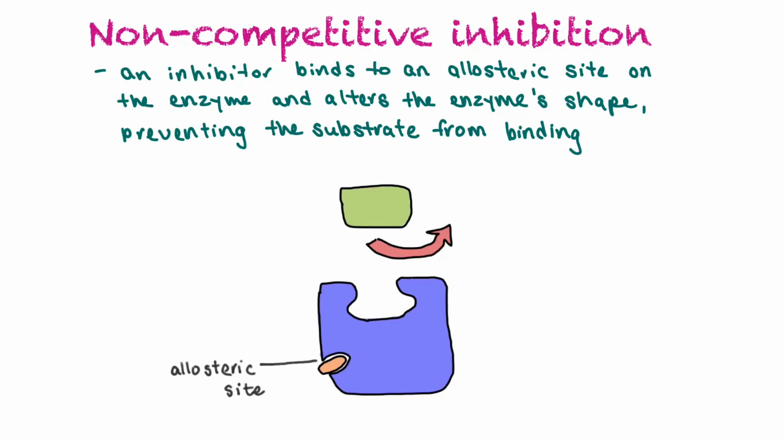The other type of inhibitor is a non-competitive inhibitor. So this is an inhibitor that doesn't bind to the active site, like here. Instead, it binds to a site called the allosteric site. So this is a site that's away from the active site. And then what it does is it changes the enzyme shape at the active site. And now the substrate can't bind because the shape has changed and it can't fit. So this is non-competitive inhibition.